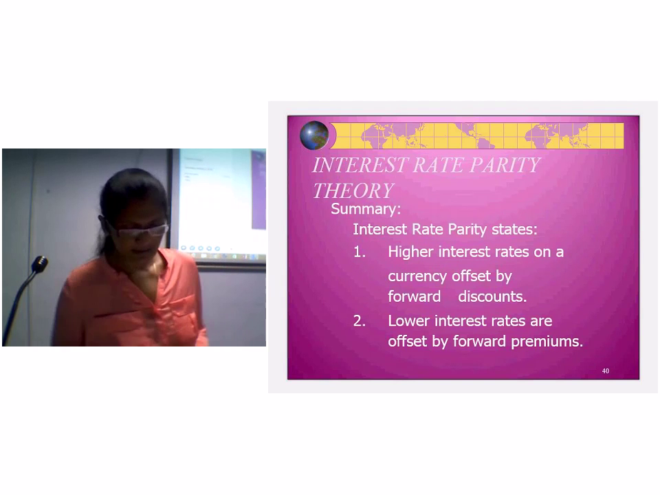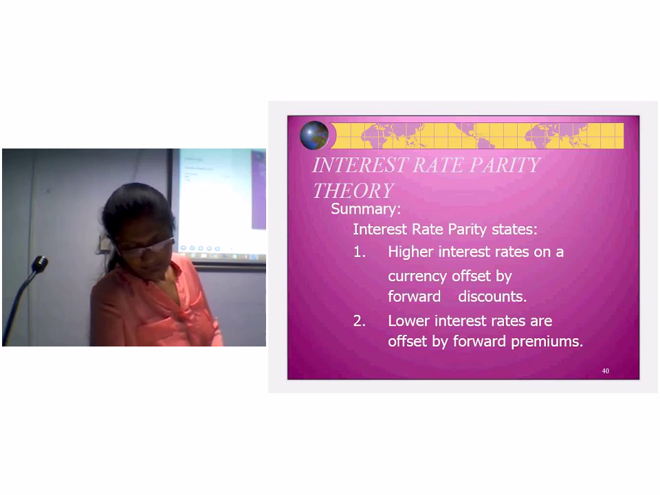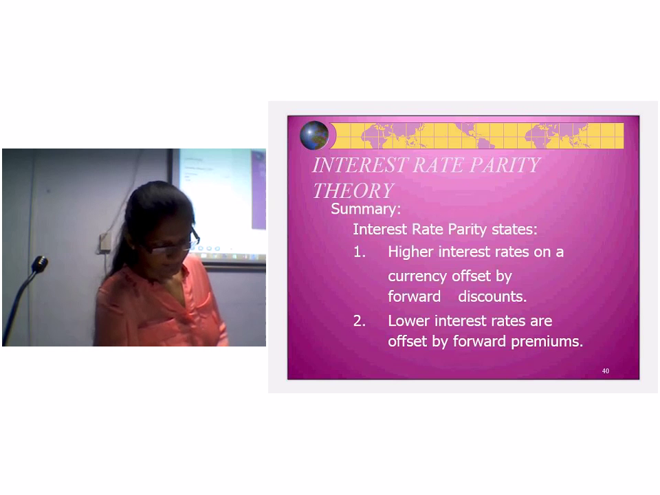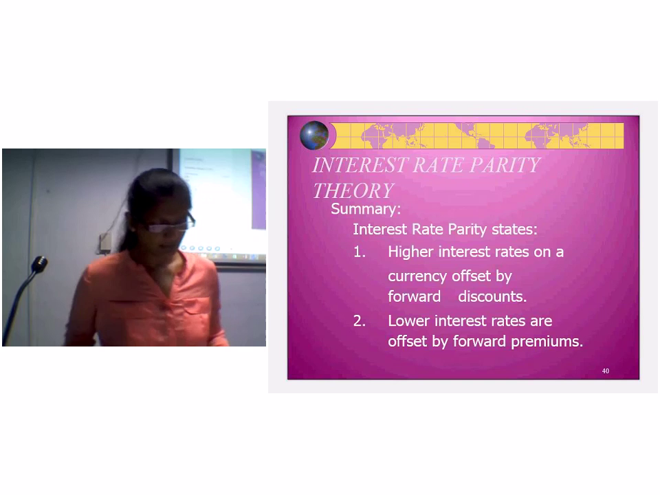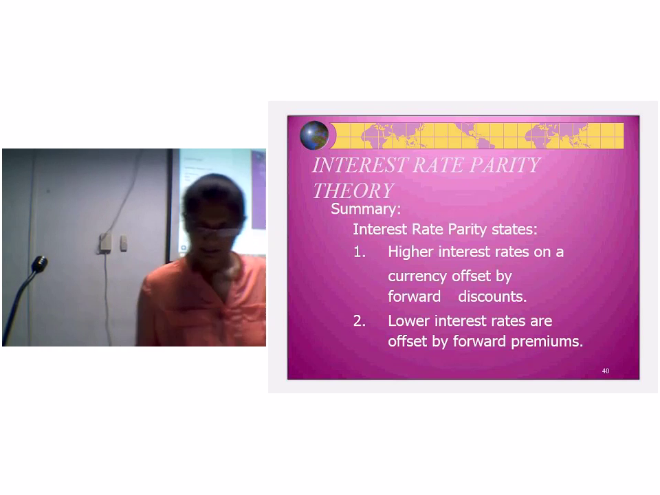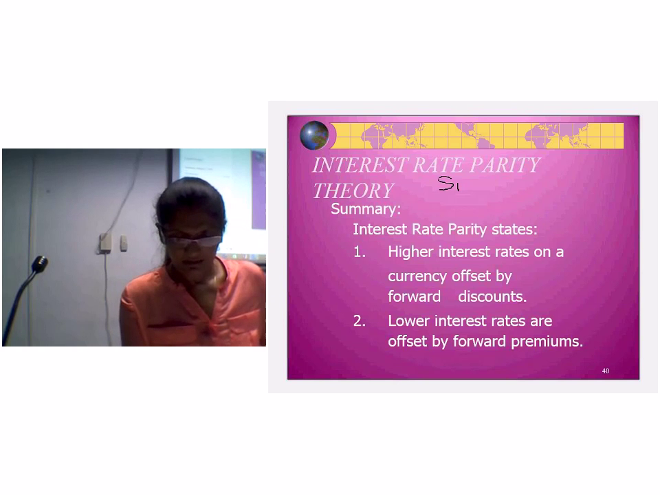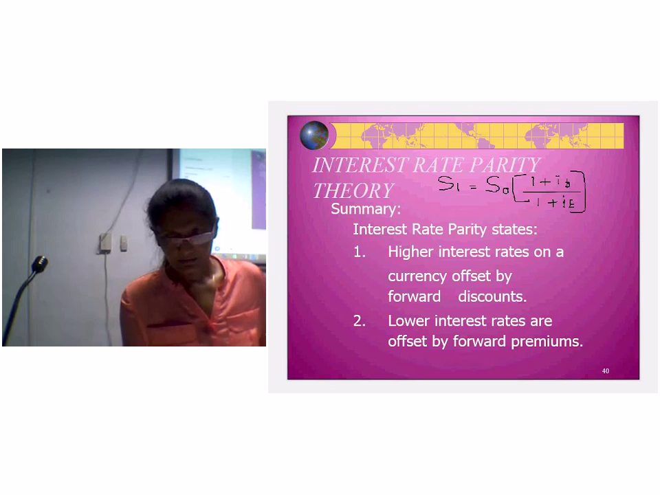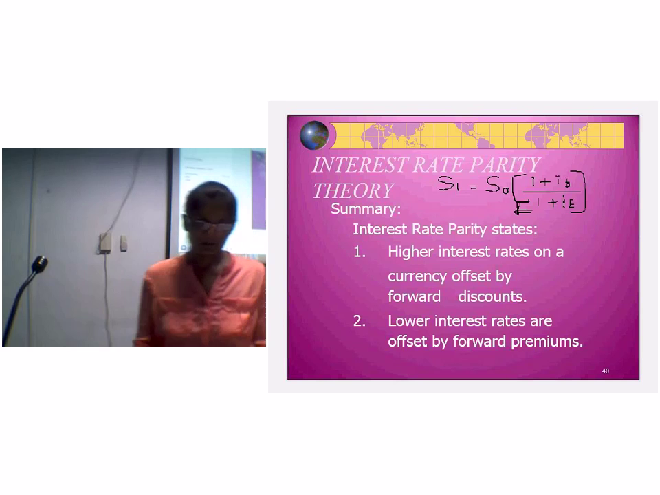Interest rate parity states higher interest rates on a currency are offset by forward discounts, and lower interest rates are offset by forward premiums, right? The interest rate parity equation says S1, that is the forward rate, equals S0, the spot rate, times 1 plus I dollars divided by 1 plus I pounds, right? So this is the interest rate parity equation.